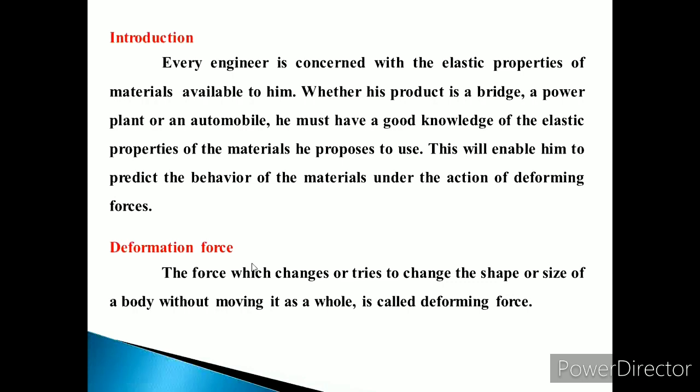Due to the application of external force, what will happen inside the body? Due to the application of compressive force, the interatomic distance between the 2 atoms will decrease. If we give an elongation force, what will happen? The distance between the atoms will be elongated. There are 2 types of forces. Based on this, we are going to explain the elastic behavior of the material. Okay, go to the next one.